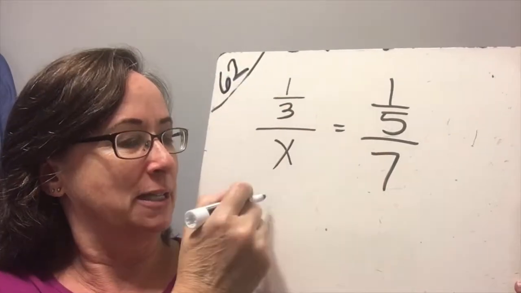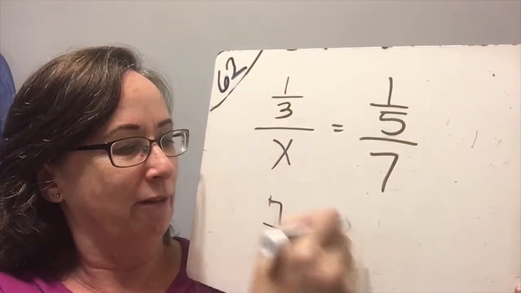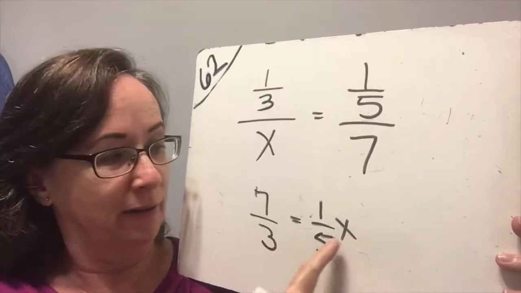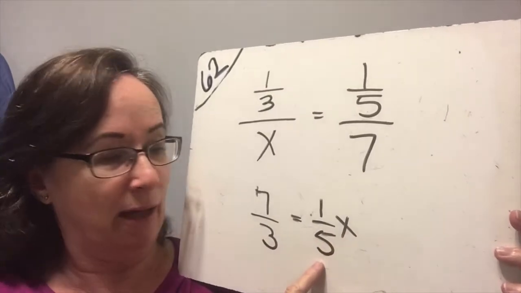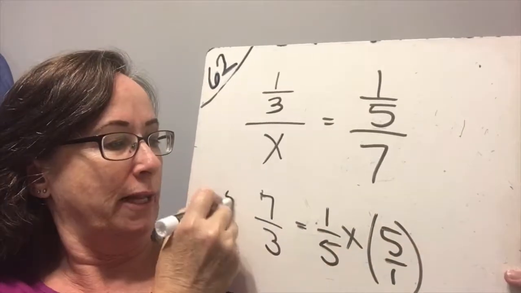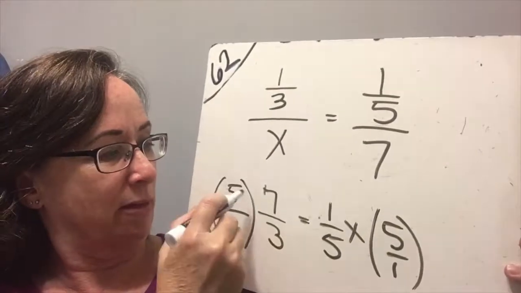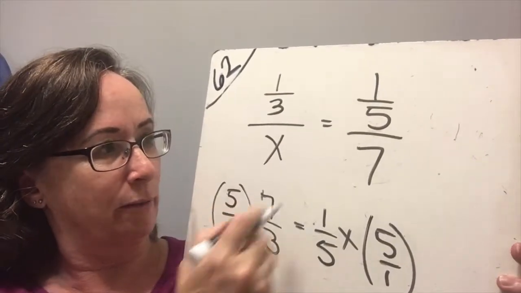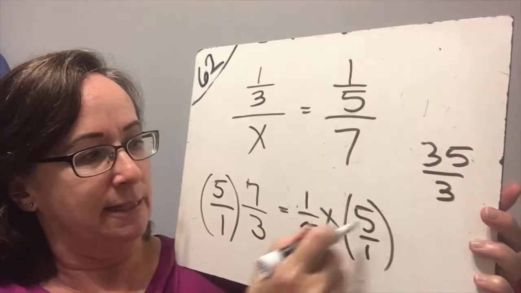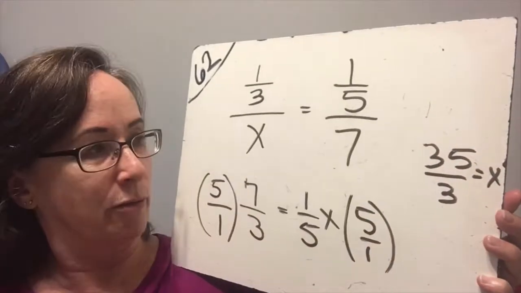Come over here, cross multiply, and we get 7/3 equals 1/5 times X. So to get the X by itself, we must get rid of the 1/5. So we multiply by 5/1. And over here by 5/1. And we end up with 35/3 is X. So we got our X, 35/3.